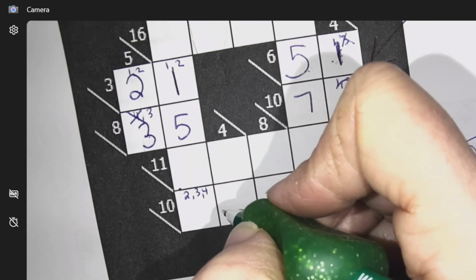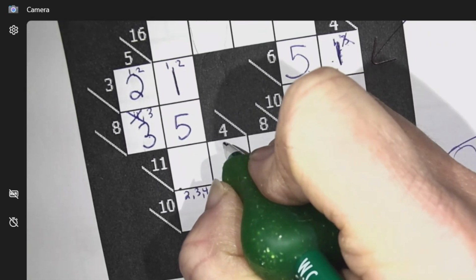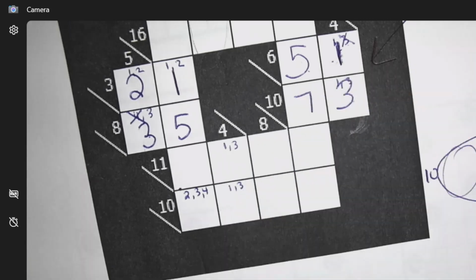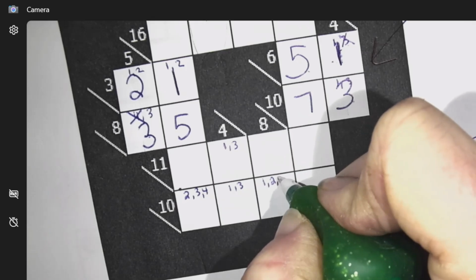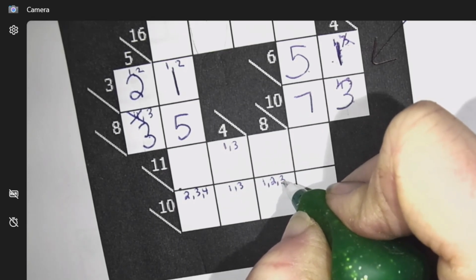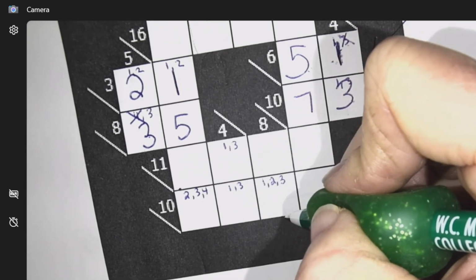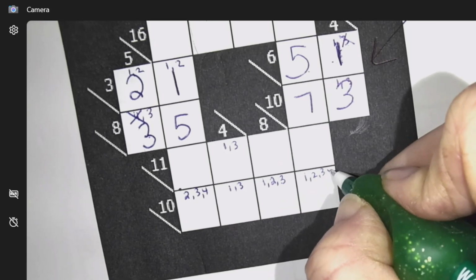4. I actually only have 2 available numbers with 4. What is that? 1 plus 3. So this could be a 1, this could be a 2, this could be a 3, not a 4. It's 4 plus 4, because of the 8. And this could be a 1, 2, 3, or a 4.